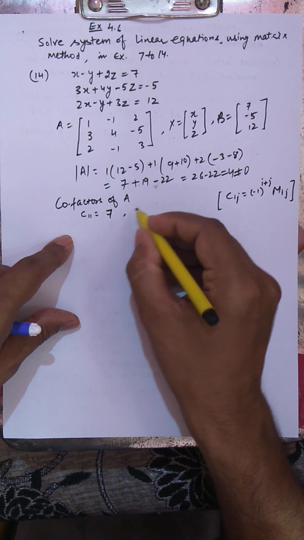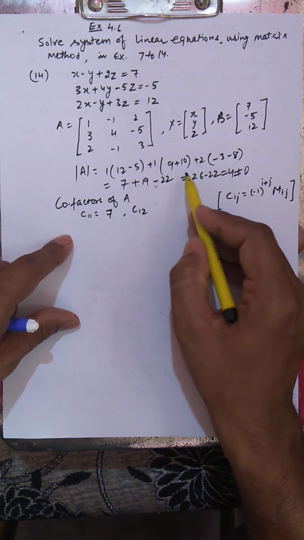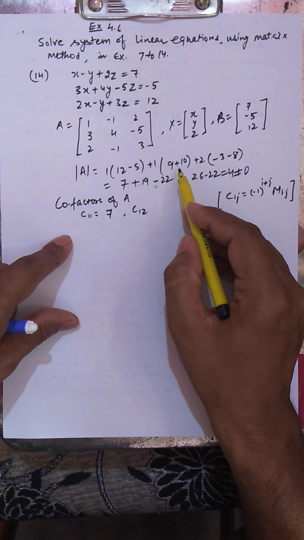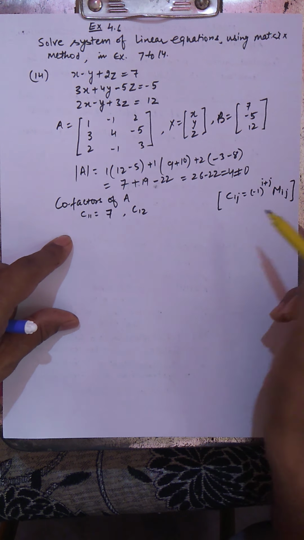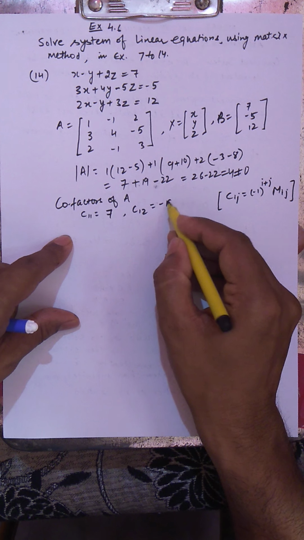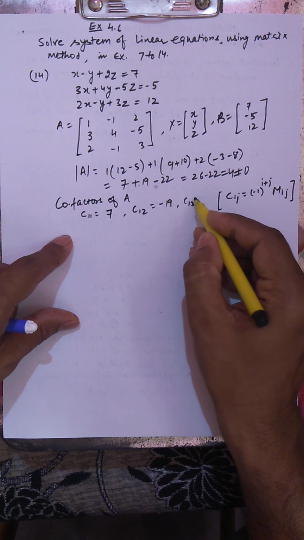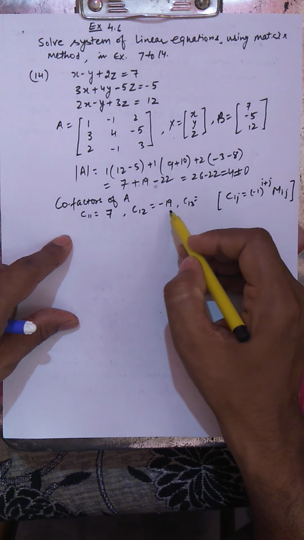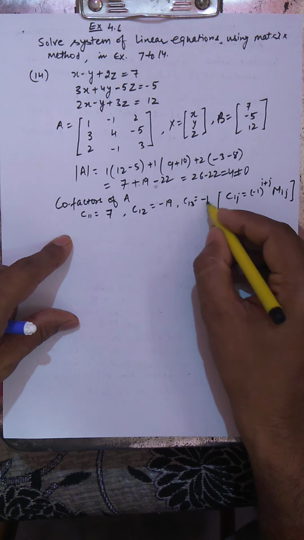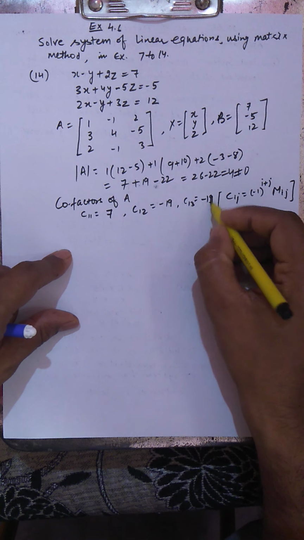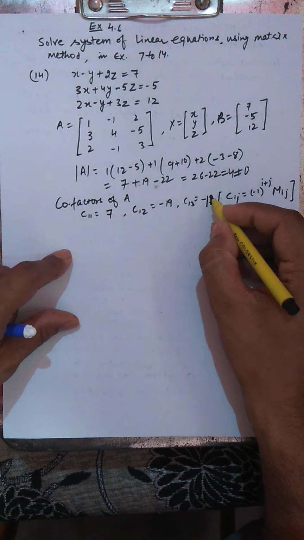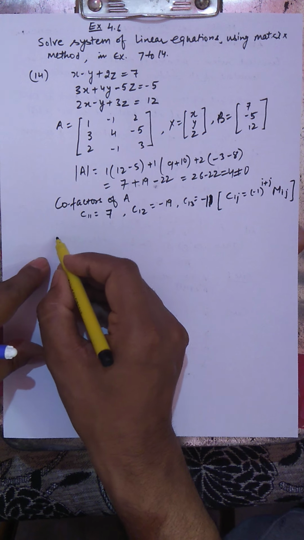So C11 is this, C12 is you see 19, but because this is your negative one, it will become minus 19. C13 is minus 11, and this C13 is in a plus position, so it becomes minus 11. Now come to C21.